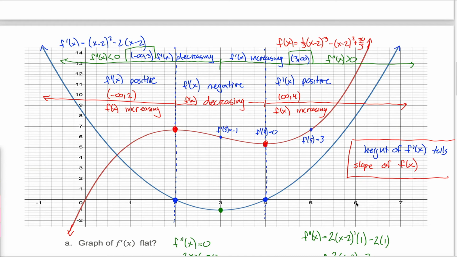Maybe we'll do this one more time. What if I go all the way over here to 6? And I want to know about f prime of 6. That's the slope of the tangent line to the graph in red over here at 6. The graph in red is really steep here. It's going up really quickly. This is going to be a large positive number. How large? Well, I can figure it out by looking at the height of the graph in blue, which is exactly equal to 8. So f prime of 6 equals 8.